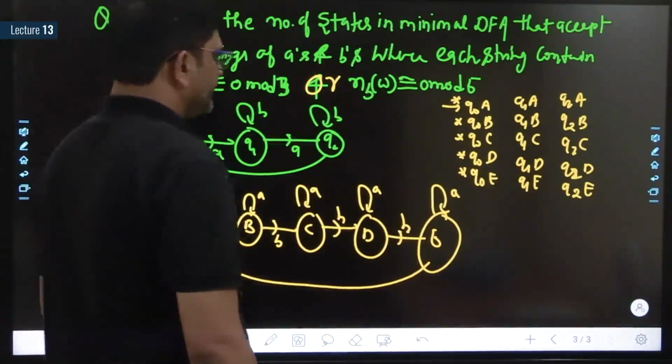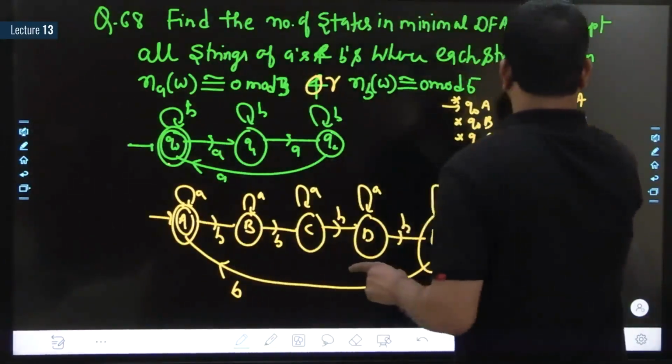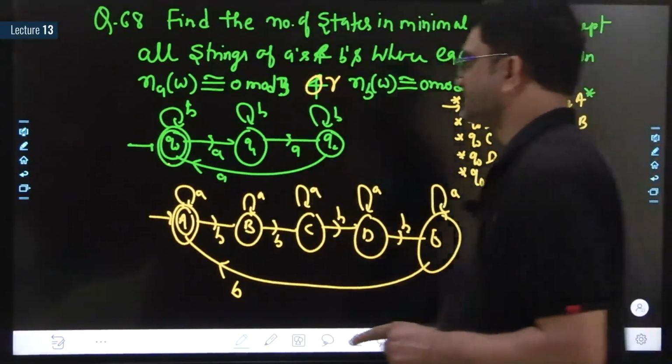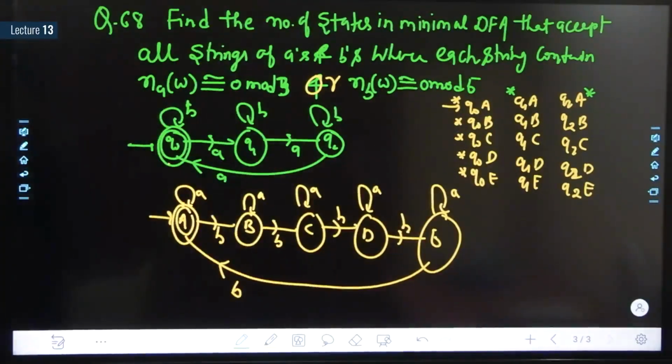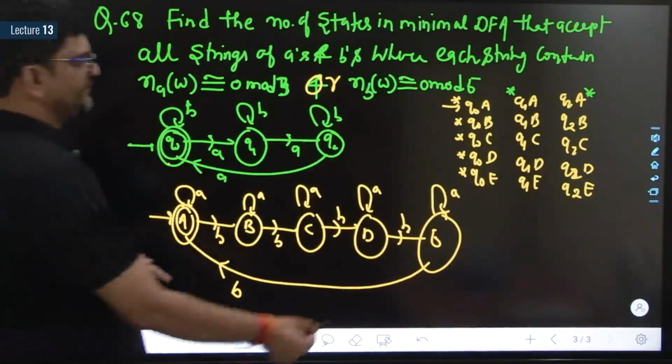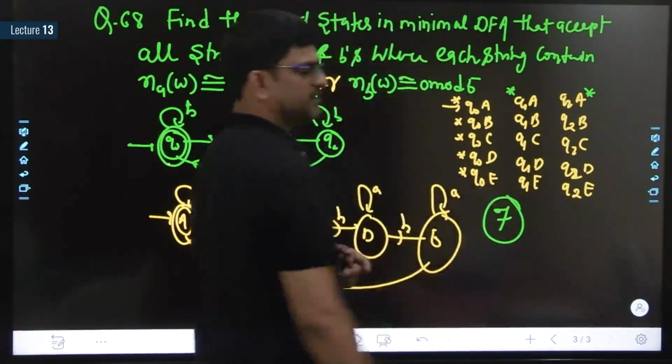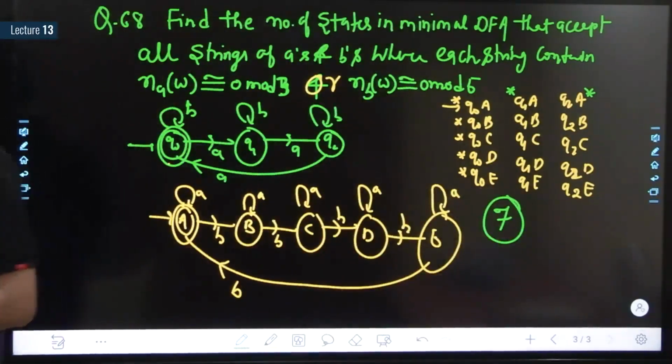Clear? And where A is present, this one is final, this one is final. Total number of final states is 7, I think. 5, 6, 7. This type of question is also asked in GATE. Clear?